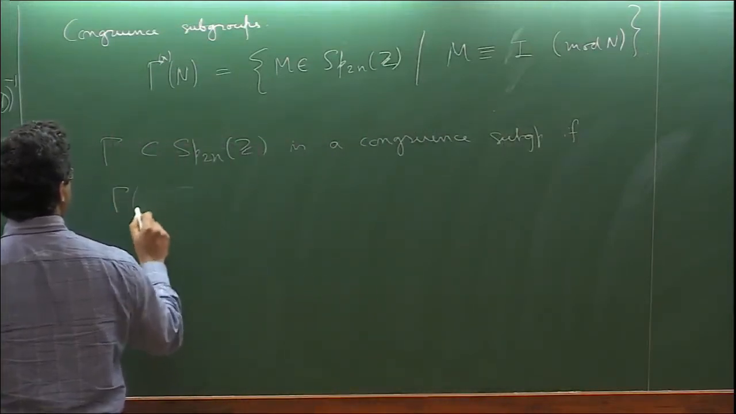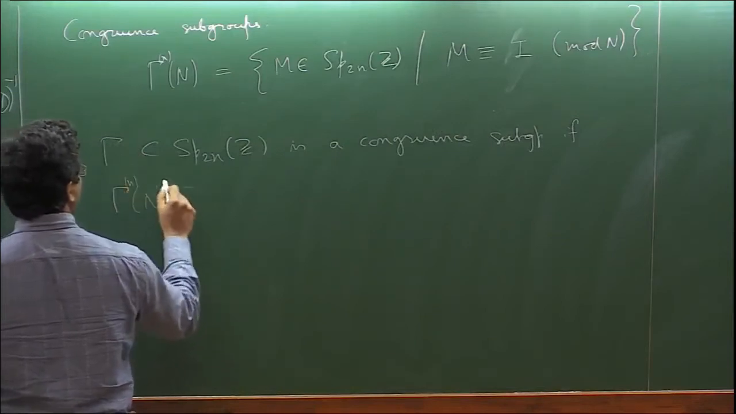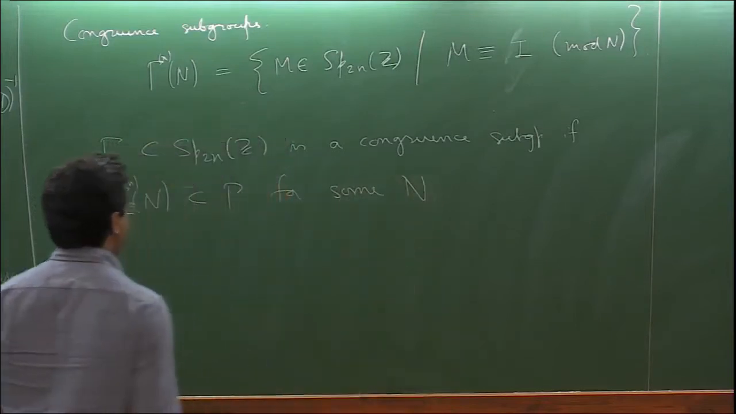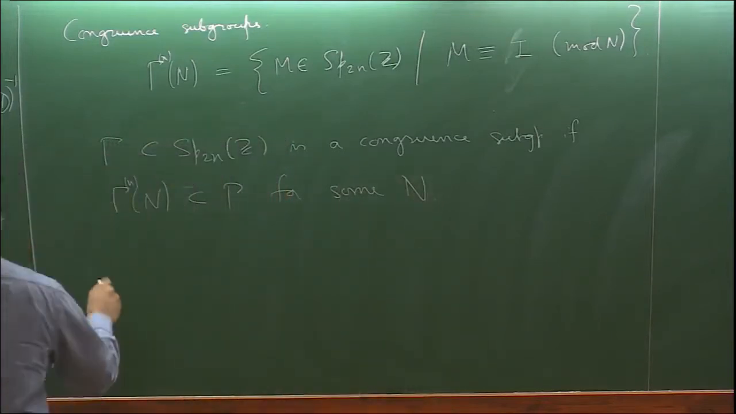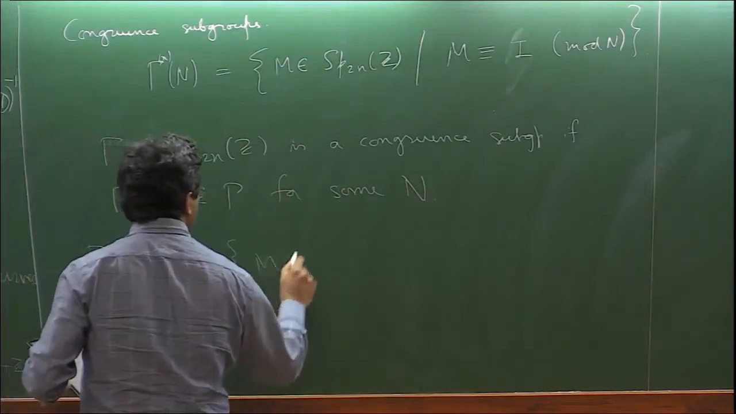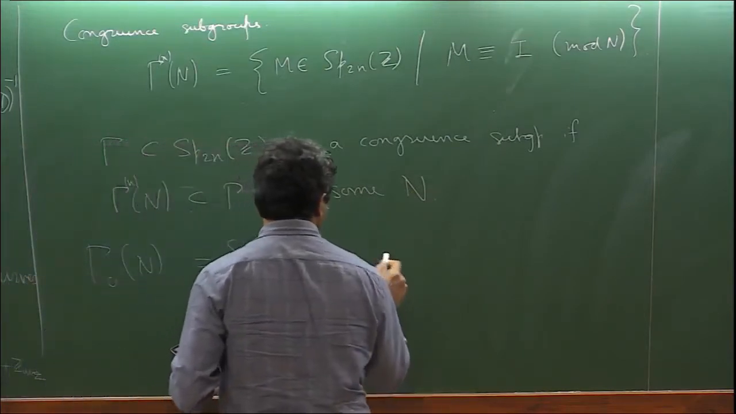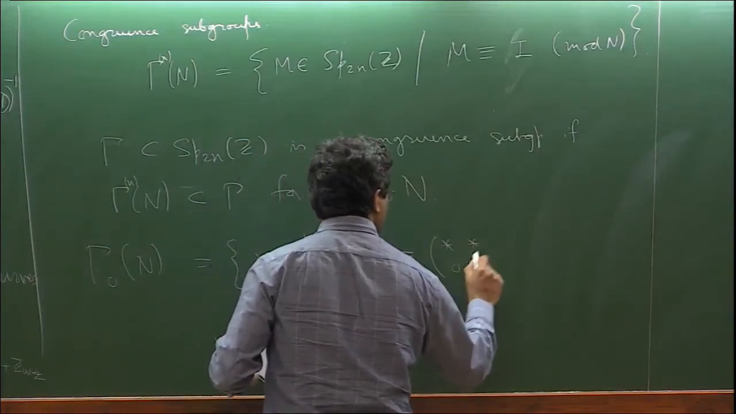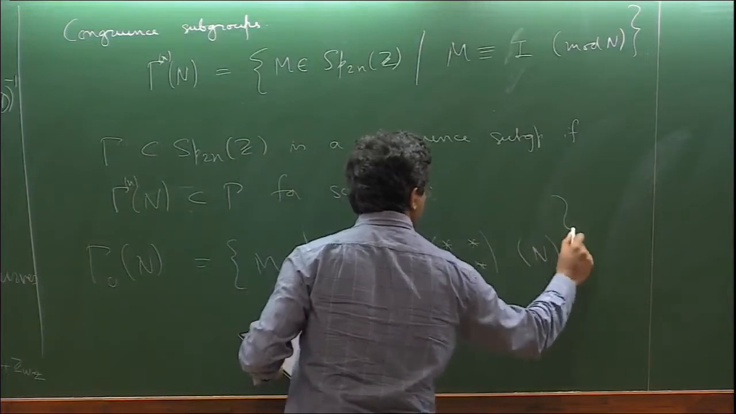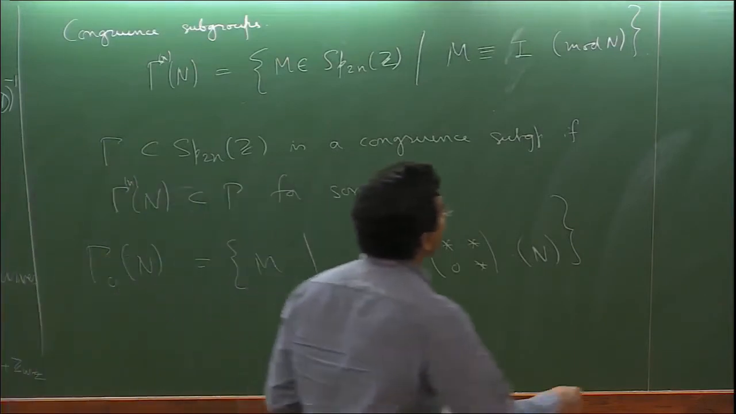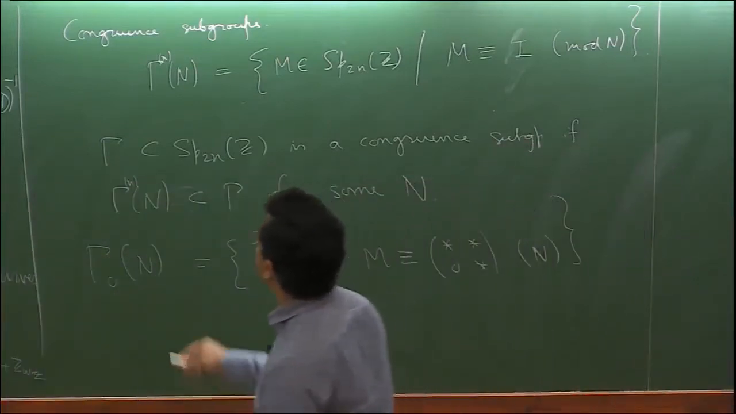If gamma contains something for some n. Okay, so one example that is interesting is gamma 0 n. So this is all m such that m is congruent to an upper triangular matrix mod n. Okay, so these are some interesting examples of congruence subgroups. So these are congruence subgroups.